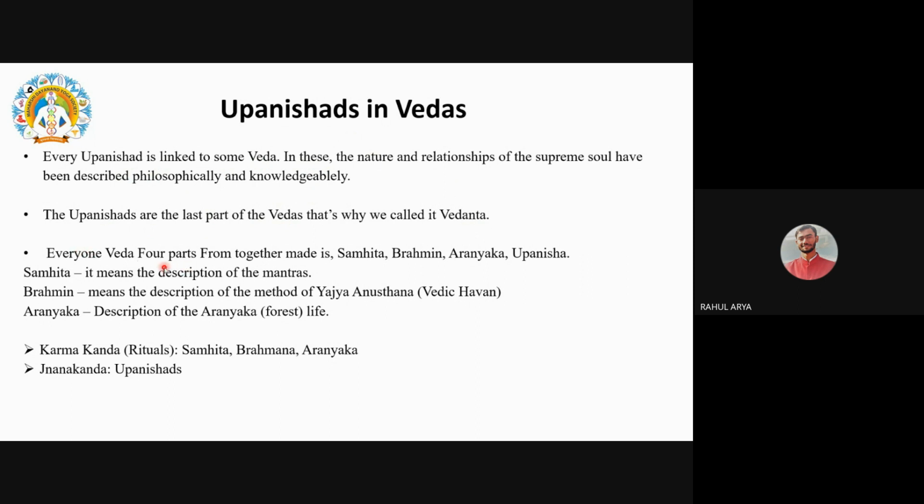And every Veda is divided into four parts. It's very important. Samhita, Brahmana, Aranyaka, and the Upanishad. Okay? So the Vedas are divided into these four parts.